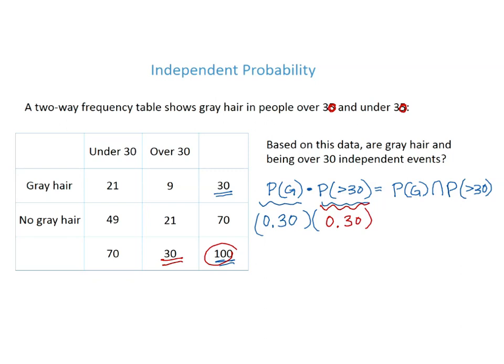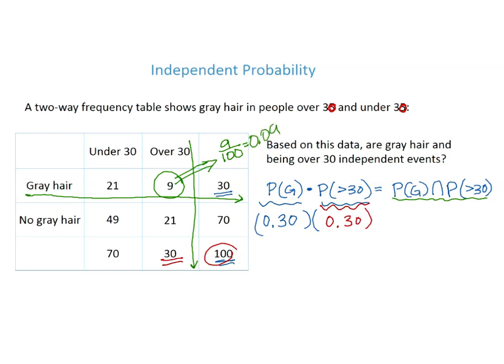So now let's look for the intersection. The intersection of these two is where the row and the column cross. So the gray hair row is right here, and the over 30 column is right here. So this is their intersection. And this intersection is 9 out of 100, which is 0.09.